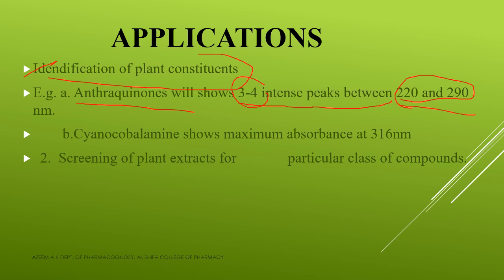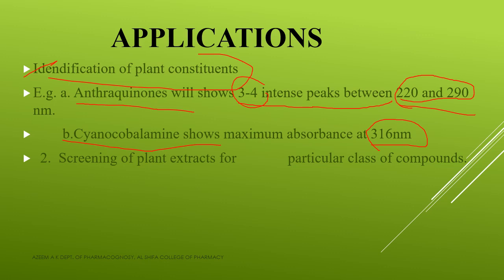Now the second example is cyanocobalamin, that is vitamin B12, and it shows the maximum absorbance at 316 nanometer. So if any compound shows an absorbance at 316 nanometer, then you can assume that it may be cyanocobalamin.